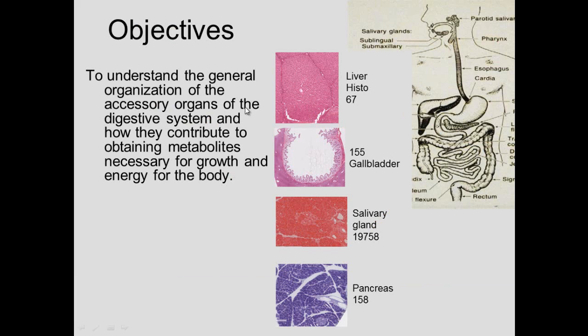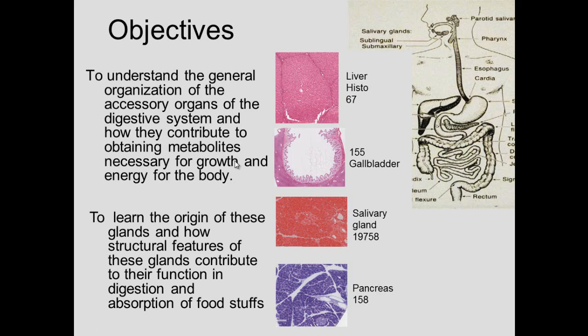Our objectives are to understand the general organization of these accessory organs of the digestive system and how they contribute to obtaining metabolites necessary for growth and energy for the body. We want to learn the origin of these glands and how their structural features contribute to their function of digestion and absorption of foodstuff.